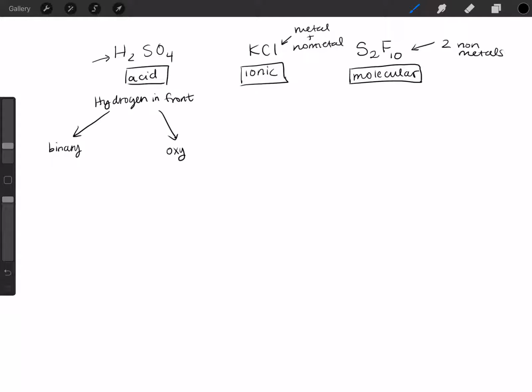H2SO4, that has oxygen in it. Therefore, we have to go by the oxyacid naming convention. Okay? So oxyacid naming convention has no prefix. Binary has hydro prefix. Okay? You guys got that? Give me an example of a binary acid. HBr. Okay, perfect. HBr. Hydrobromic acid. Very good. So our binary acids will always have that hydro in front of it.